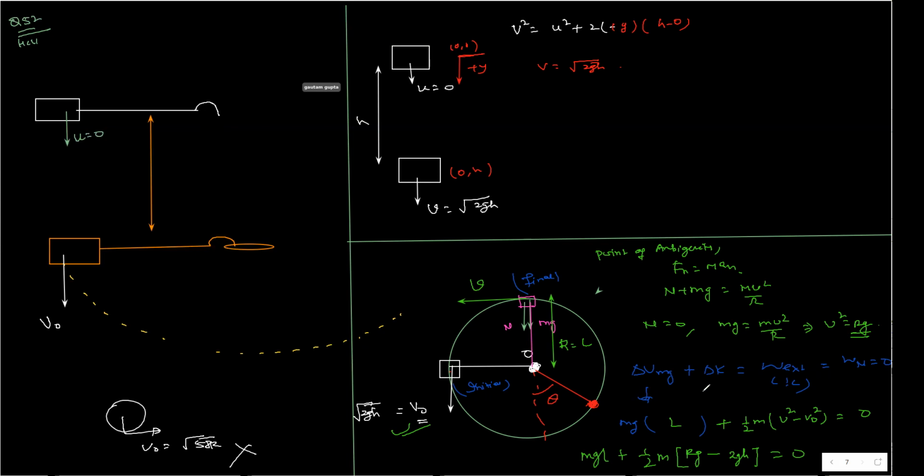Is that clear? The basic thing is Fn equal to man, and writing delta U plus delta K equal to work done by external force. These two equations you have to write, then you can solve any generic question. For the standard case, when the particle is projected from its lowest point, remember the formula for tension and velocity, and you can analyze those two equations to get anything. If velocity vanishes first, before tension, then it will be a pendulum motion. If the tension vanishes first, then after that it will be a projectile motion.